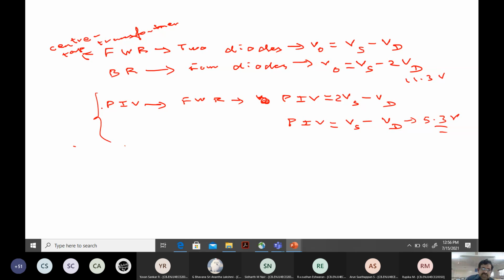So the lowering of the peak inverse voltage through the use of the bridge rectifier is another significant advantage that we can get out of a bridge rectifier configuration.